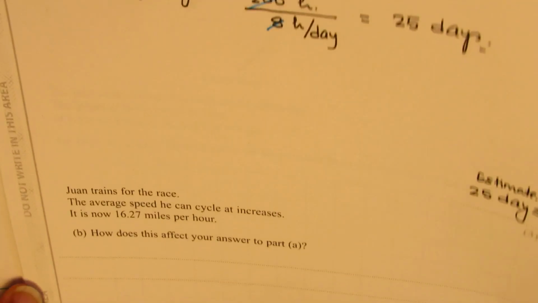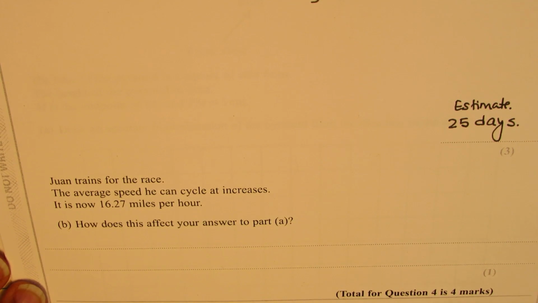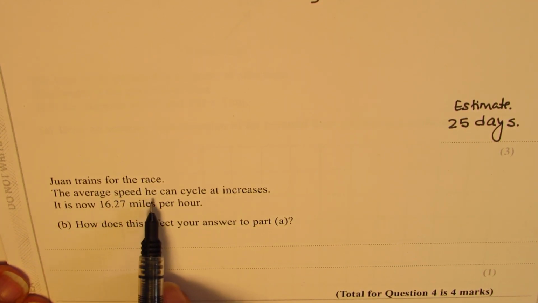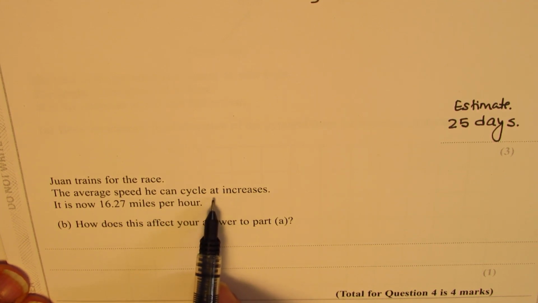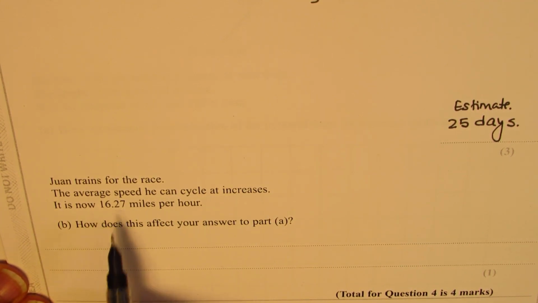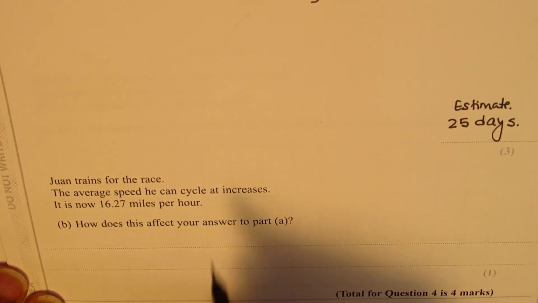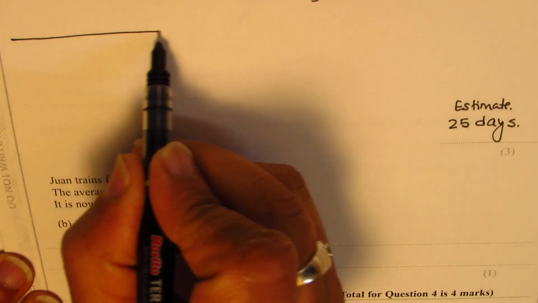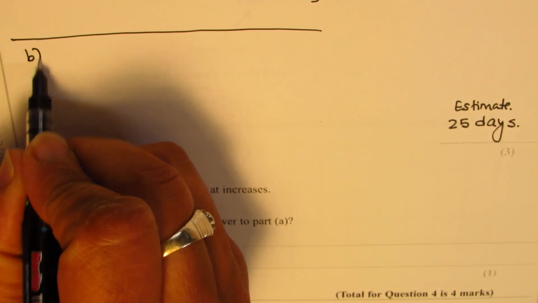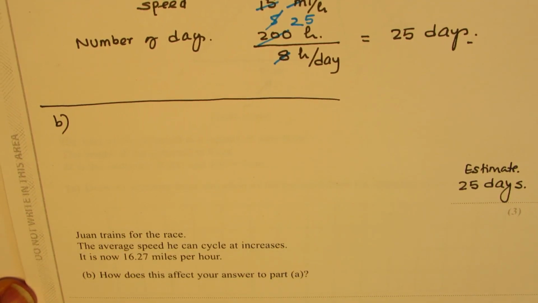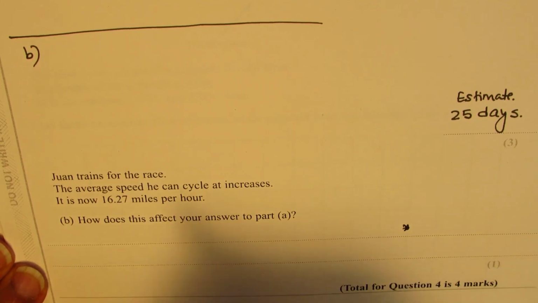Now let's look into the second part of this question, which says, once one trains for the race, the average speed he can cycle increases. It is now 16.27 miles per hour, and the question is, how does this affect your answer in part A? So that basically means, let me write the part B answer in this space, right? It should actually be right at the bottom, but I'll put it here.